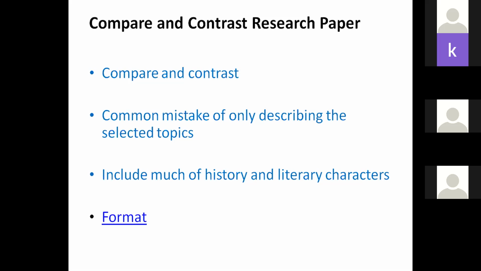Here, what is the general mistake one can make? It is only describing the selected topics and submitting it without any comparison, or not comparing on all the points, comparing only on a few points. This has to be taken care of when you are writing a compare and contrast research paper. And it generally includes much of history and literary characters. So let's see this format.